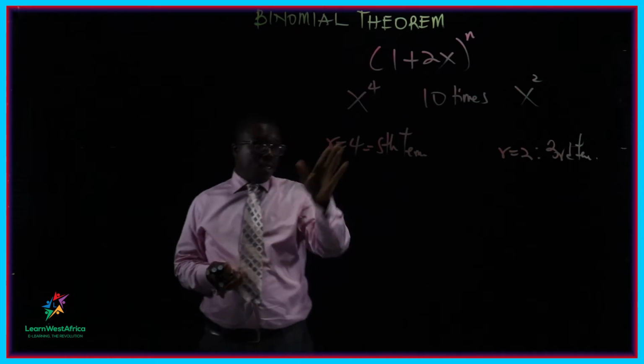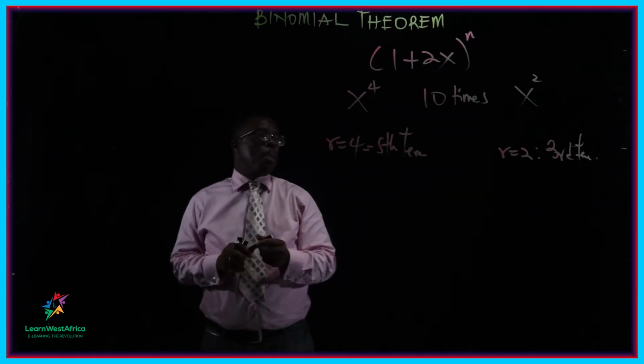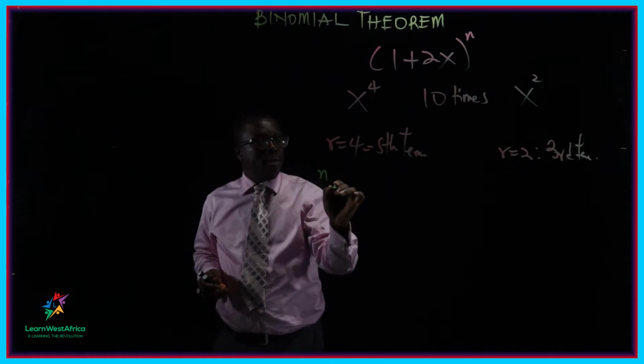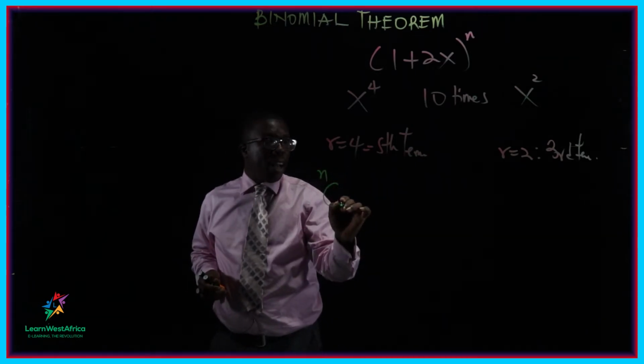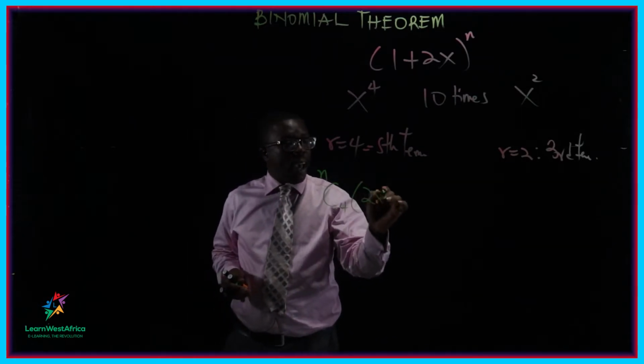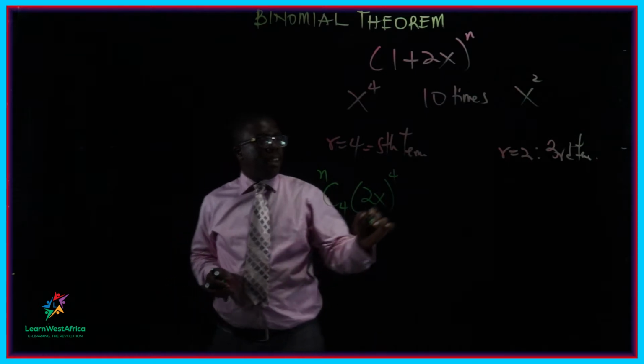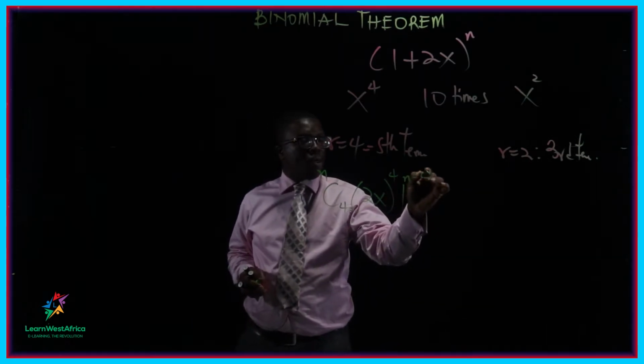Okay, so since we know all these things already, let's just move in there and find our fifth term. We are going to have n choose 4, (2x) raised to the power 4, okay? Then 1 to the power n minus 4.